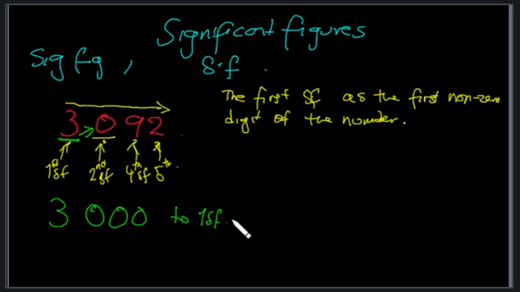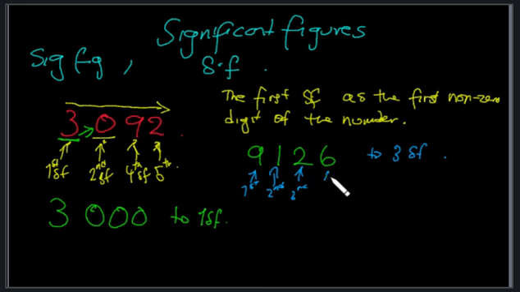one significant figure. So just taking another example, let's say we had 9126. Okay, and I wanted to round this number to 3 significant figures. Well, again, it's the same process. I'm going to name these as the first, second, third and fourth significant figures. I want the third significant figure. I want to round this number to 3 significant figures.